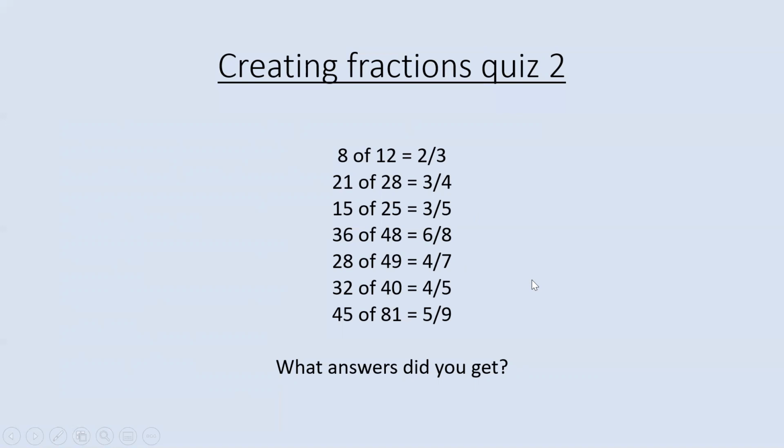32 out of 40, 8 would go into both those numbers. So 32 divided by 8 equals 4, and 40 divided by 8 equals 5, which gave a final fraction of 4/5. And finally, 45 out of 81, 9 would go into both of those numbers. So 45 divided by 9 gave me 5, and 81 divided by 9 gave me 9, to give a final fraction of 5/9.